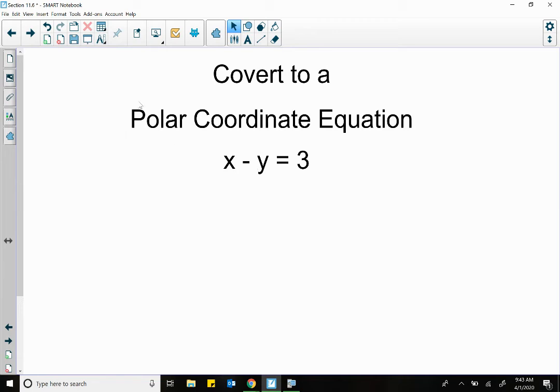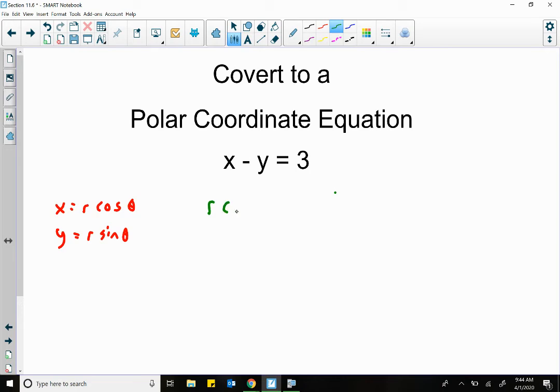Well, what do we know about x and y? We know that x is really r cosine theta. We know that y is really r sine theta. So we're going to exchange the x for r cosine theta, and we're going to exchange the y for r sine theta. So x is now r cosine theta minus the y, which is r sine theta, and this is all equal to 3.